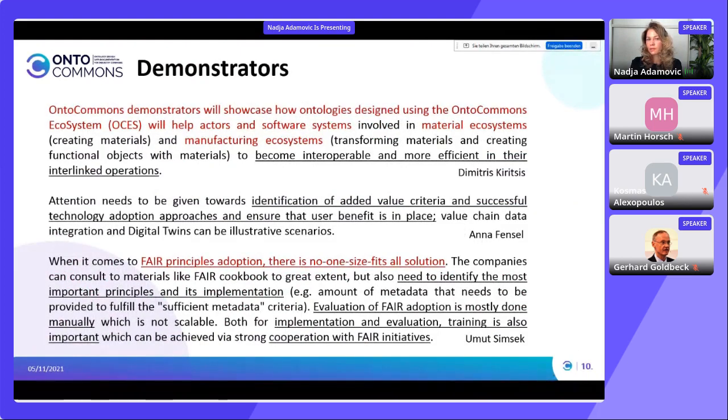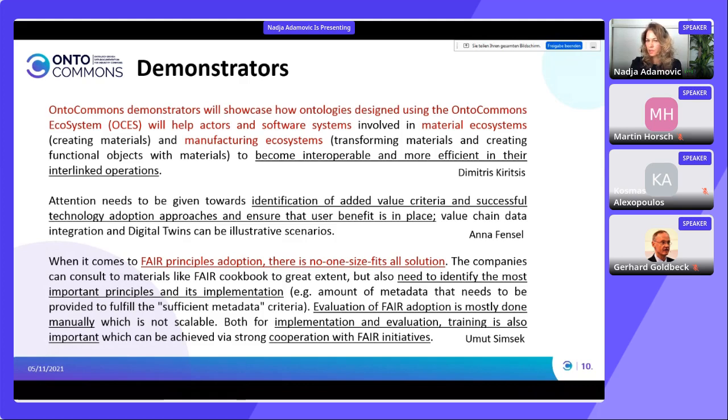Regarding the demonstrators, the Ontology Commons demonstrators will showcase how ontologies designed using the Ontology Commons ecosystem will help actors in software systems, in materials and manufacturing ecosystems, to become interoperable and more efficient in their interlinked operations. Attention needs to be given to the identification of added value criteria and successful technology adoption approaches, and to ensuring that user benefit is in place. Value chain data integration and digital twins can be illustrative scenarios.